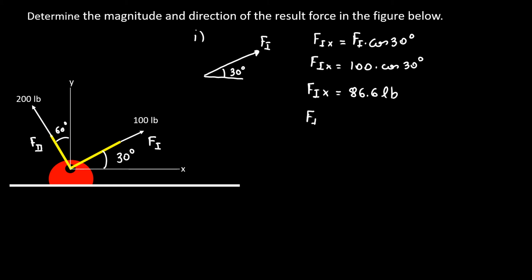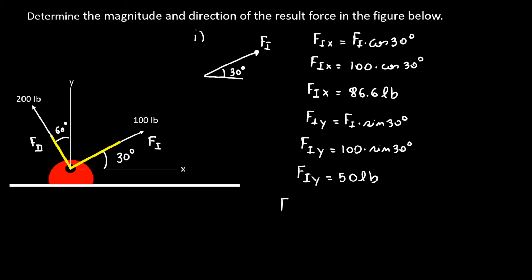Doing the same for my F1y, F1y is equal to F1 times sine of 30. So my F1y is equal to 100 times sine of 30. So my F1y is equal to 50 pounds. So the vector form of our F1 is equal to 86.6 i plus 50 j.